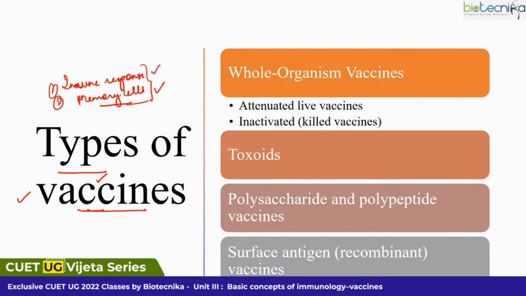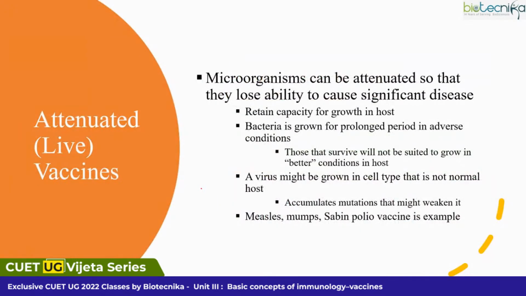So do remember their examples, what they are, and what type of immune response they give, whether it activates the B cells or the T cells. It can be a whole organism vaccine, we'll see each of them, or it can be certain toxoids. Then there are polysaccharide and polypeptide vaccines, then recombinant vaccines. First we'll talk about attenuated or live vaccines.